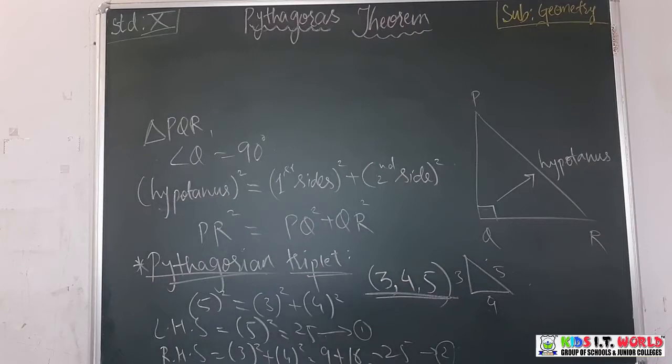Triplet means three numbers should be there. So it is a Pythagorean triplet. But there are many Pythagorean triplets. Okay.